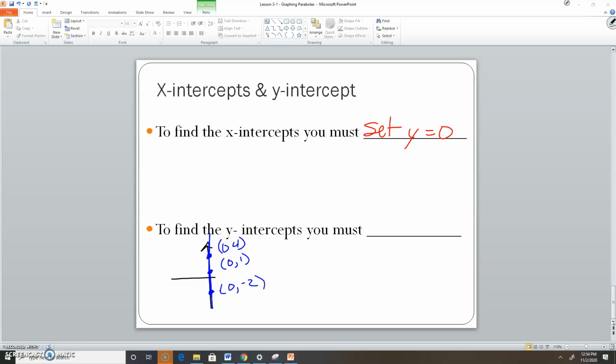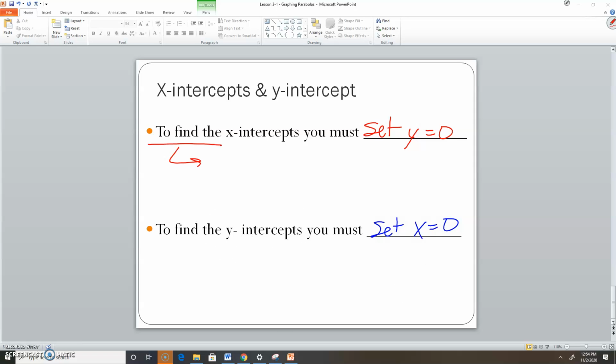Okay, what do all of these points have in common? Well, all of these points have an x value of 0. So if I'm trying to find the y-intercepts, I must set x equal to 0. And we went over that with our linear equations. X-intercepts, set y equal to 0. Y-intercepts, set x equal to 0.